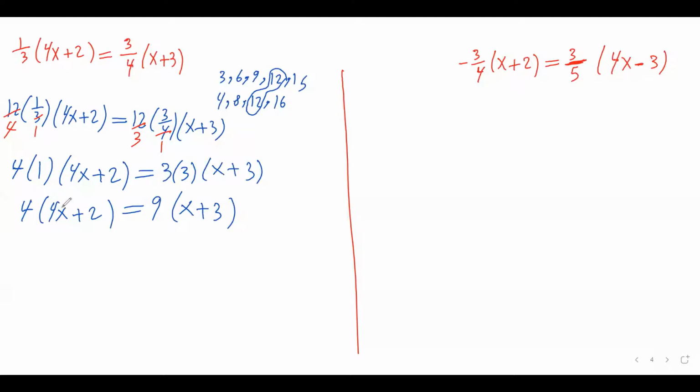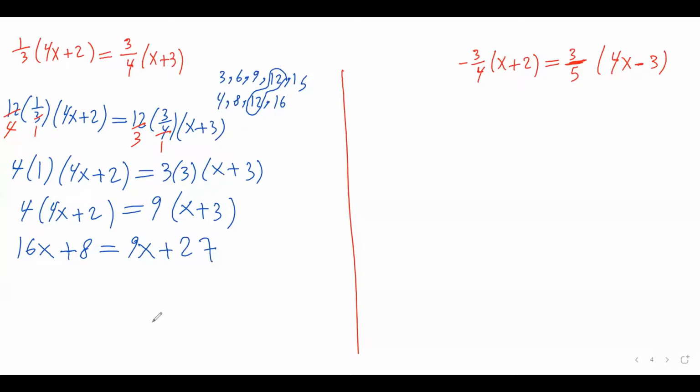So let's do that. 4 times 4x, that's 16x. 4 times 2, that's positive 8. This is my left side. On the right side I have 9 times x, which is 9x. 9 times 3 is positive 27.